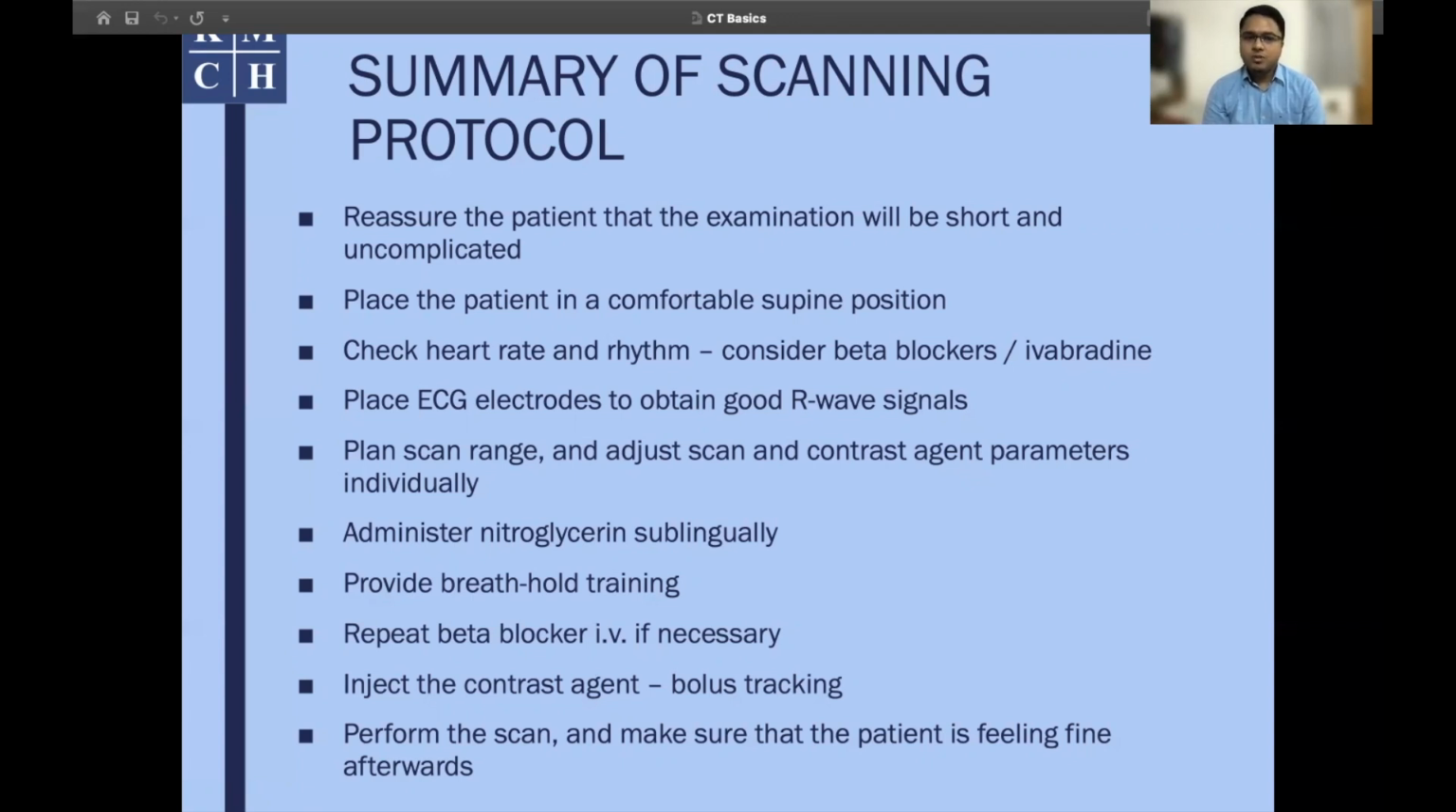Provide proper breath hold training, because poor breath hold in an otherwise proper scan will still result in a non-diagnostic study. Repeat the beta blocker intravenously if it is necessary. Sometimes the patient's heart rate is stable outside, but on the gantry, the heart rate shoots up. So you can give IV beta blockers, which is a very short-acting and safe drug. Inject contrast agent. We usually use the bolus tracking method. And after performing the scan, always make sure that the patient is feeling fine afterwards and look for any contrast reactions.